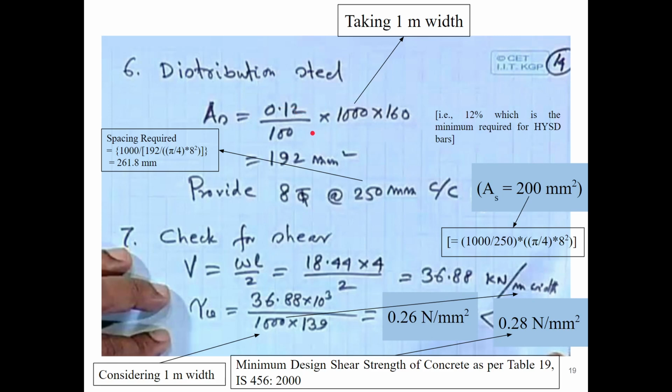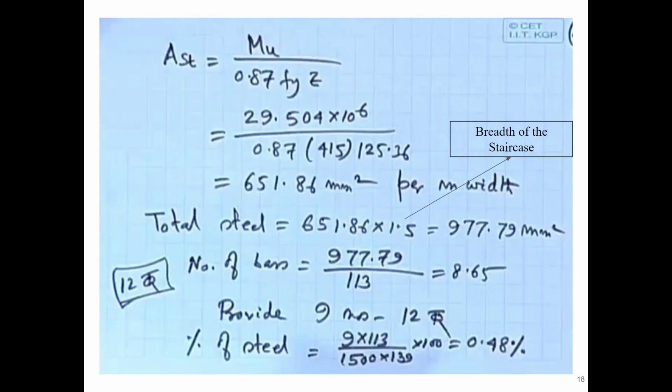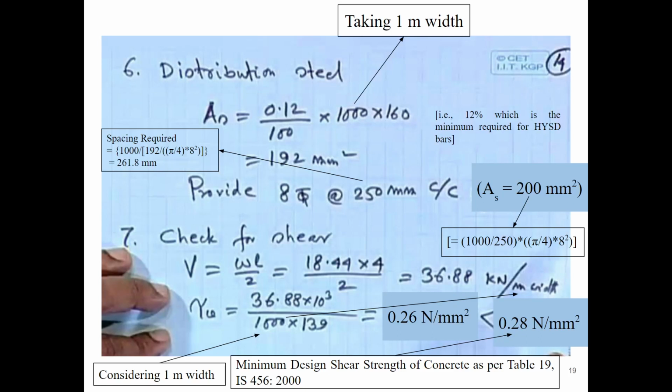So that is the amount of steel that needs to be provided, minimum. Therefore the distribution steel, if we take per meter width, and the D value is taken as 160 instead of 139, the area of steel for the distribution will be 192 millimeter square.